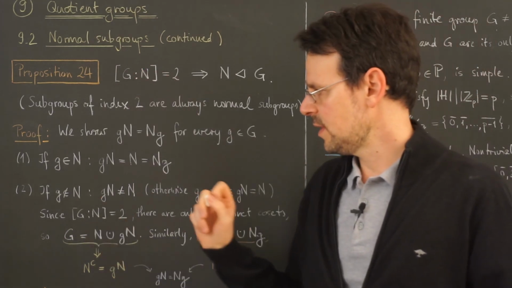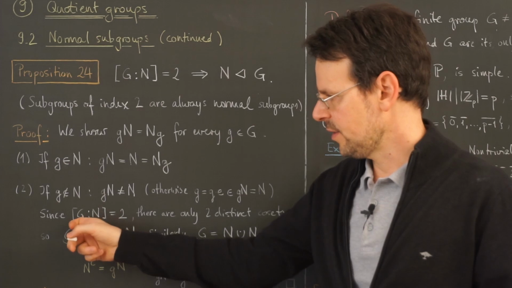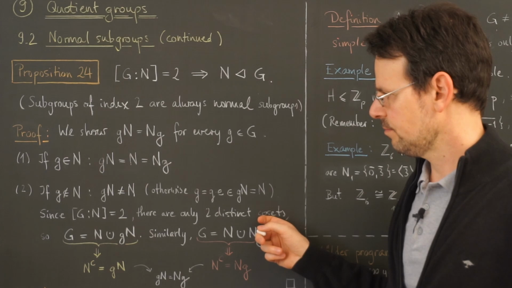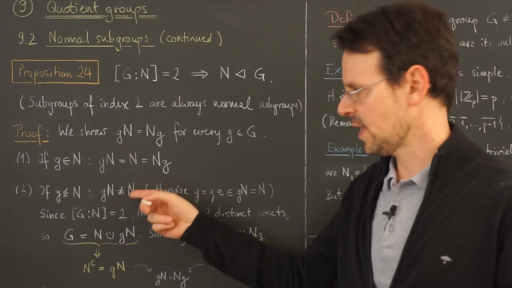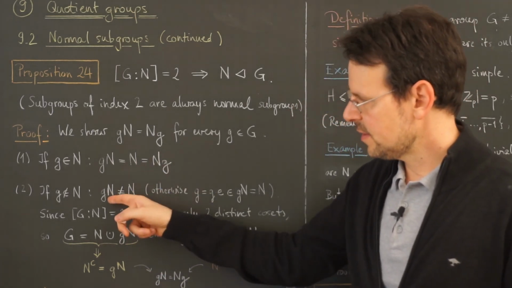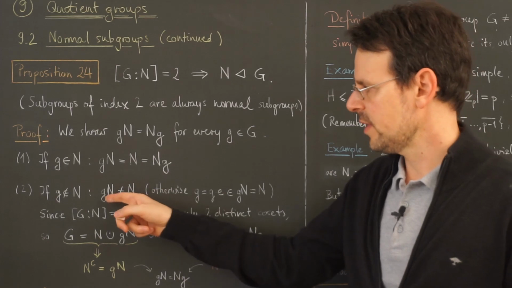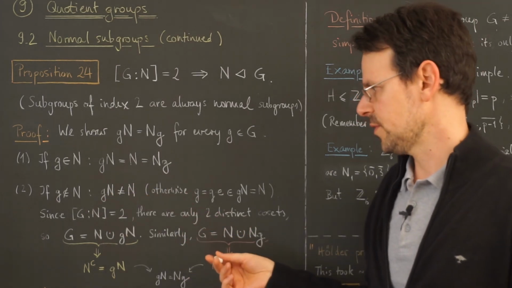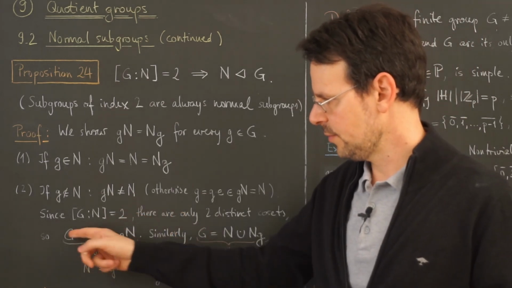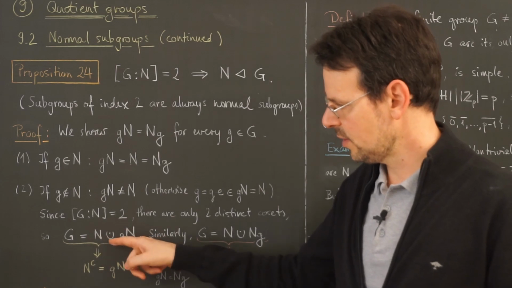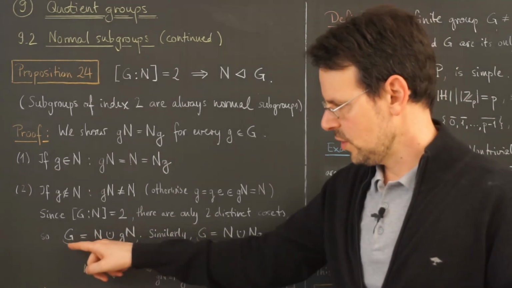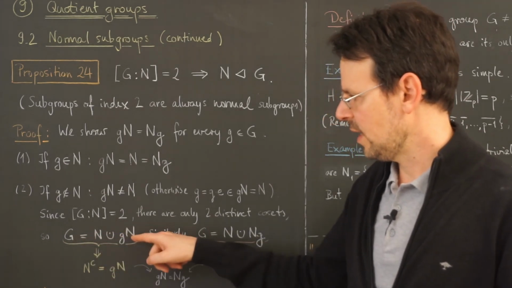And now we use the assumption: the index of N in G being 2 means exactly that there are only two distinct cosets. So one coset, of course, is N itself, the left coset of the identity. And since this is not equal to N, it must already be the other of those two cosets. So N and gN form a partition of G, which means that G can be written as the disjoint union, that's that symbol here with the dot inside of the union symbol. G is the disjoint union of N and gN.